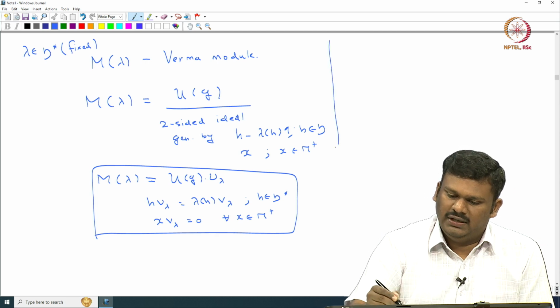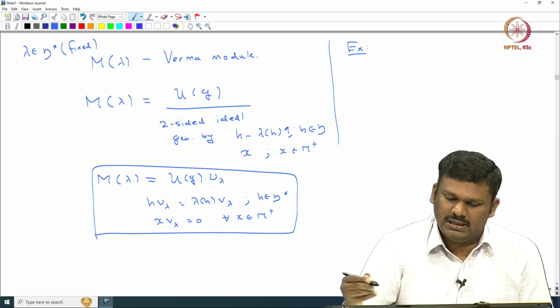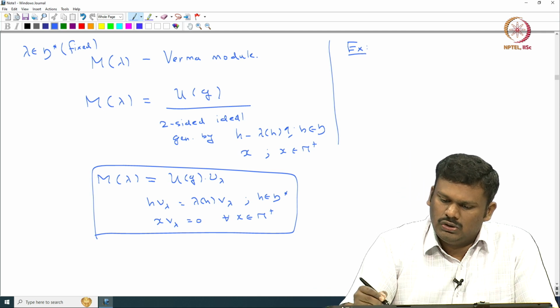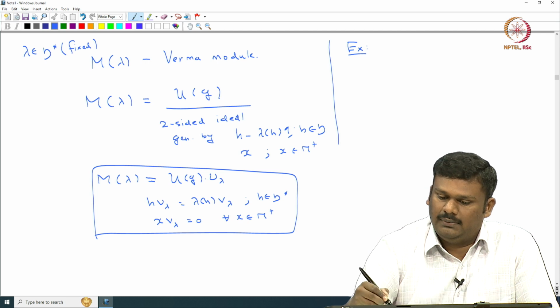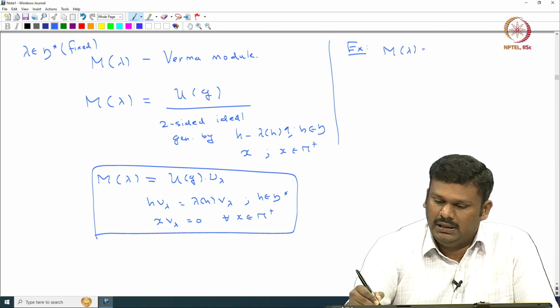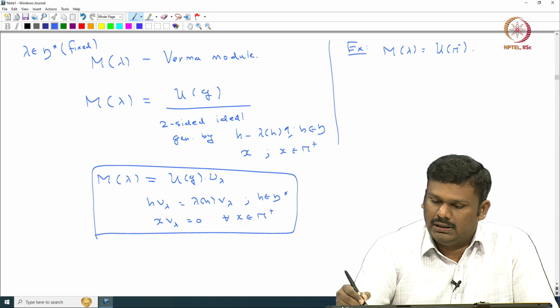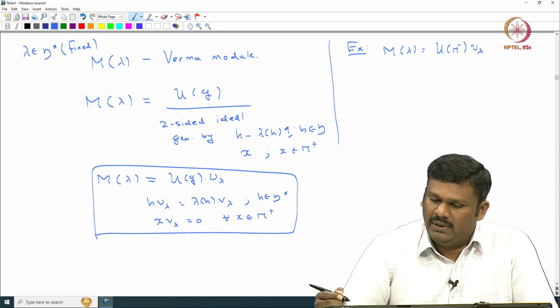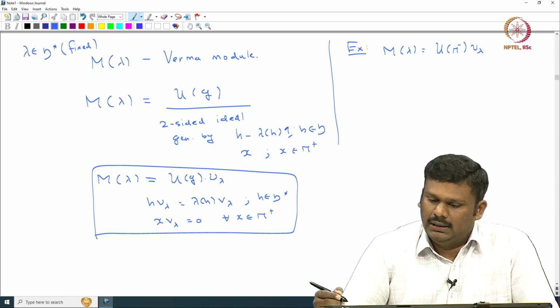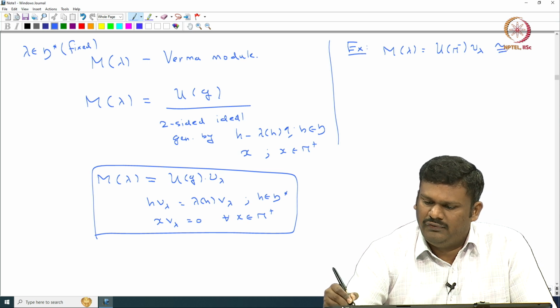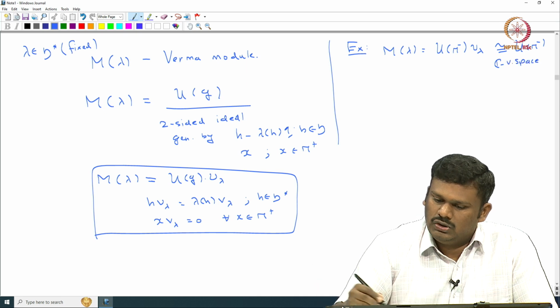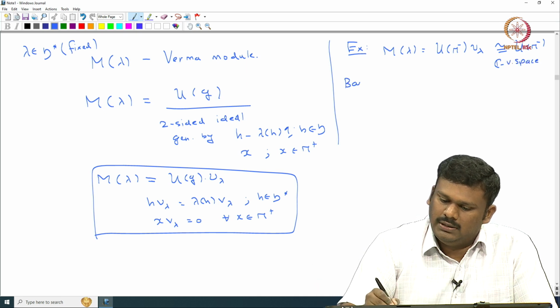Now I will leave it as an exercise. This is not a very hard exercise if we use the PBW theorem. Using the PBW theorem we can establish a very nice basis for M of lambda. So, M of lambda is generated by v lambda as a U n minus module, and as a vector space it is naturally isomorphic to U n minus as a C vector space.